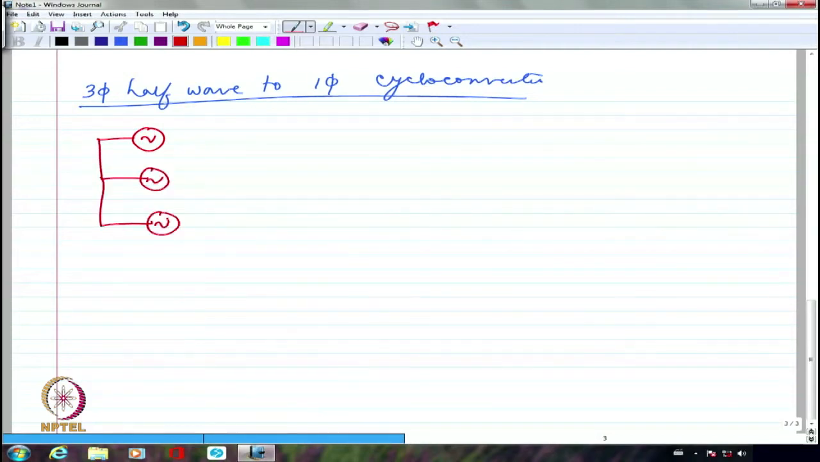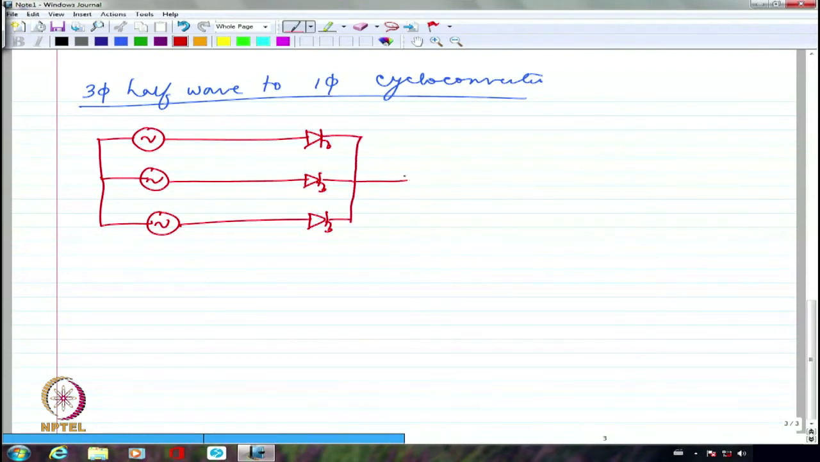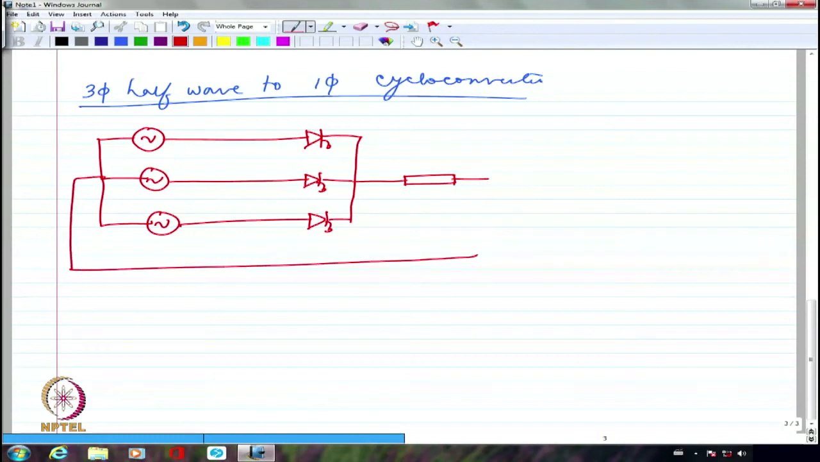you guys remember the half-wave rectifier for three-phase. We said that for every phase, we have to have one thyristor, right? And then if I connect the load, it will be connected between this and the neutral. This is the way it is connected, right? This is a half-wave rectifier.